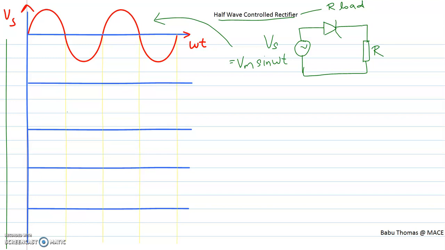And we will be denoting the current which is flowing through the load as I0. That is your load current I0. And V0 is your output voltage. And the voltage across the thyristor, which is indicated by T, is Vt.